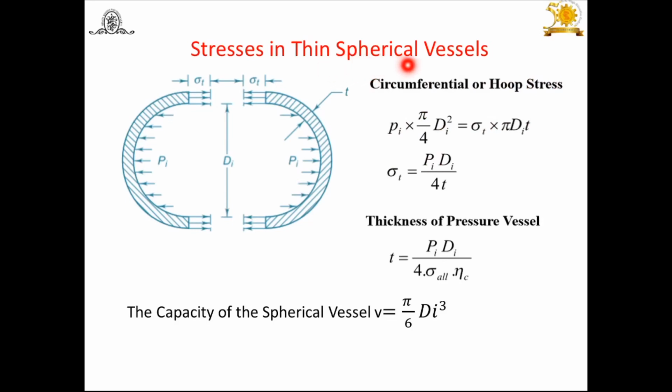Now let us see the stresses in a thin spherical vessel. We have seen cylindrical, now spherical. This spherical vessel is divided into two parts, and you will find here at this section that it is subjected to sigma t only.